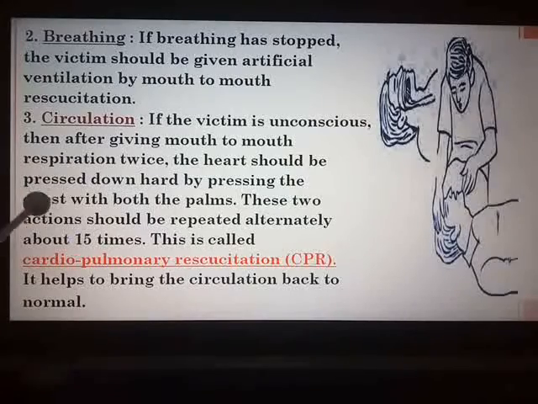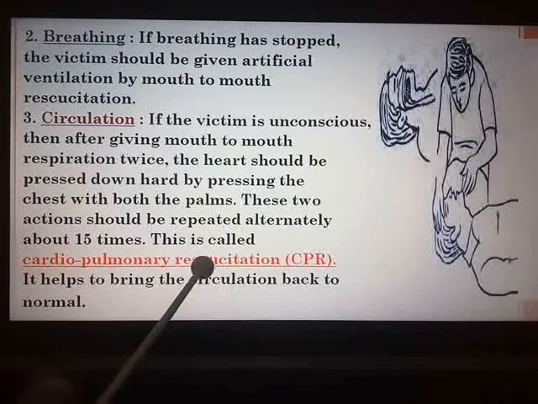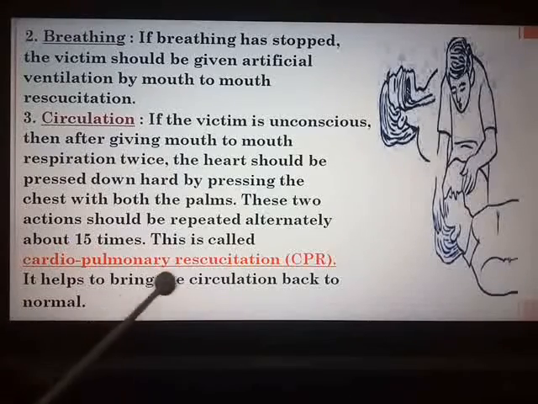These two actions should be repeated alternately about 15 times, which is known as cardiopulmonary resuscitation, or CPR. And really it helps to bring the circulation back to normal. You know about the blood circulation and all. So if that process is stuck, CPR helps the victim be relieved and brings the circulation back to normal. So this is the ABC technique: airway, breathing and circulation.